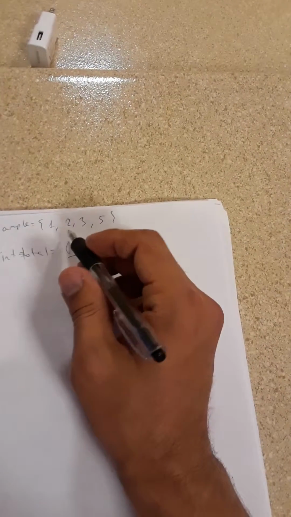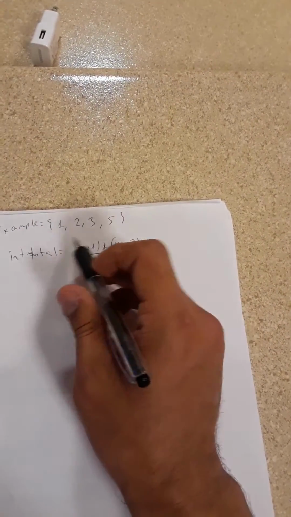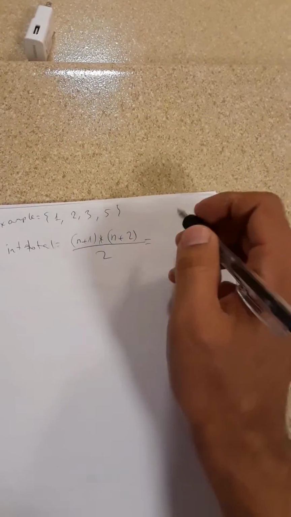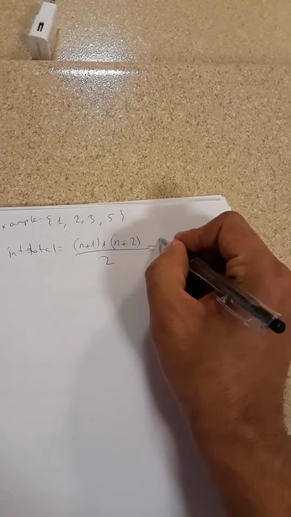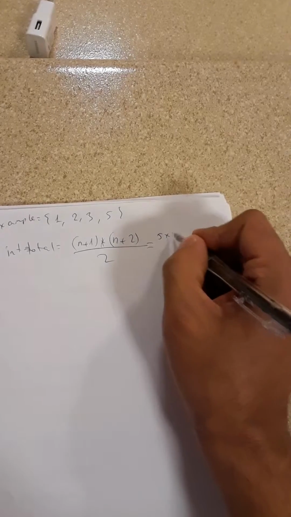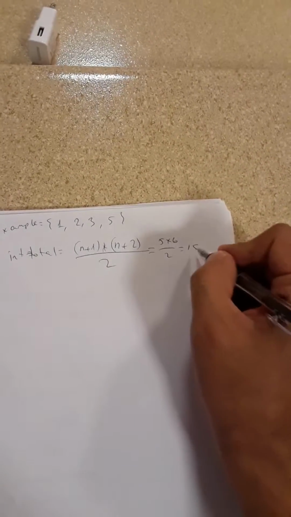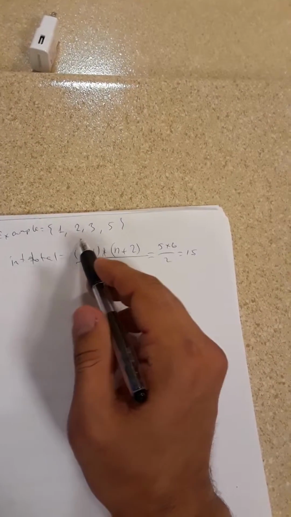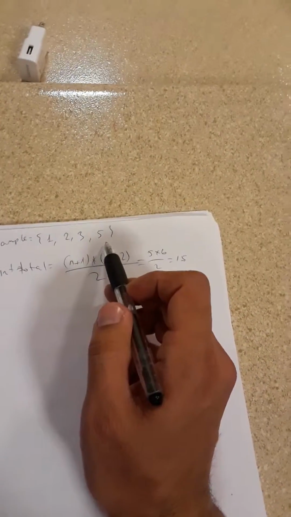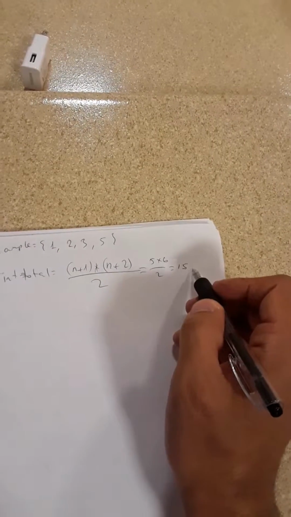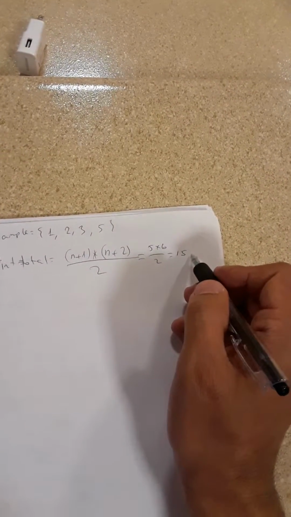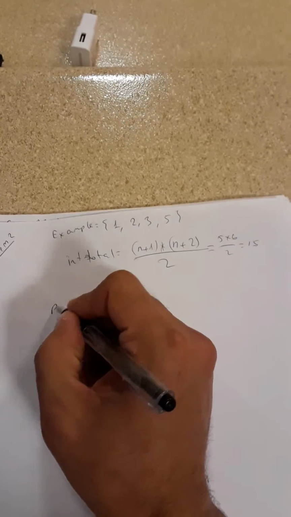So, for example, for the given example, it should be 5 multiplied by 6 divided by 2. It will make 15. After that, we'll just calculate the actual sum of this array, and we will subtract it from the total number that it should be. So how will our code look?